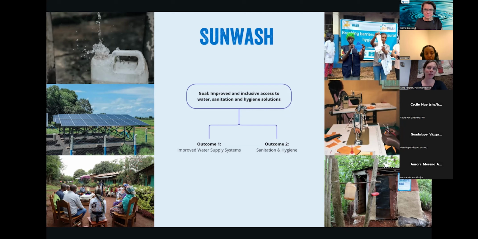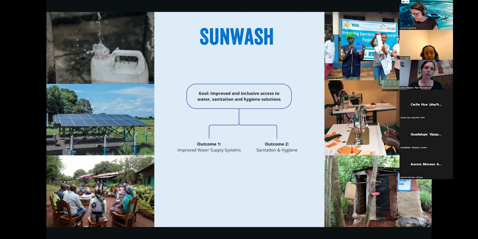The first phase started back in 2020, ran for 3 years, and then the second phase has been running for 1 year and has 2 more years to go. So it's quite a big project. And we have tried to illustrate the different activities here by using these pictures. As you can see here in the middle, the goal is to have improved and inclusive access to water, sanitation, and hygiene solutions. And then we have divided it into 2 different outcomes or sub-goals, where one is improved water supply systems, and the other one is sanitation and hygiene.